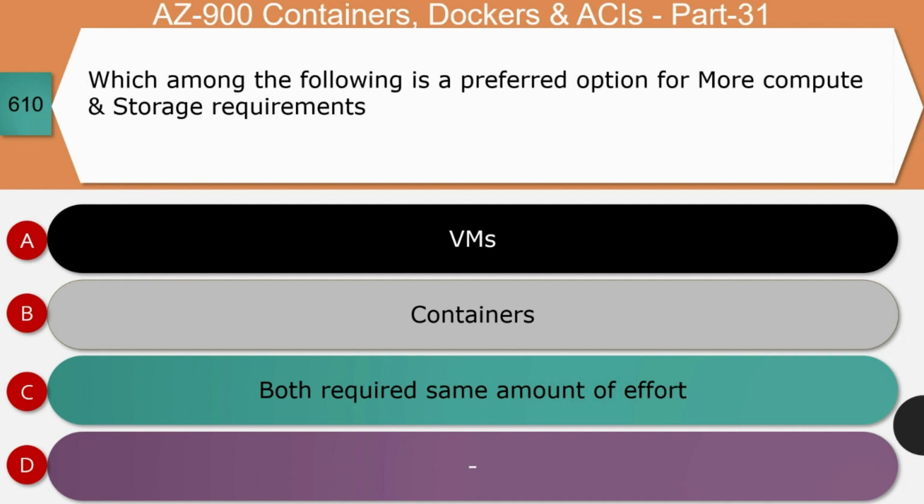Next question. Which among the following is preferred option for more compute and storage requirement? Is it VMs or containers, or both require same amount of effort? The right answer for this question is VMs. Let's see the reason. More compute and storage requirements. The first preference is for VMs, where you can decide on the RAM storage requirement that can be customized based on the requirement. And so VMs are the right answer.